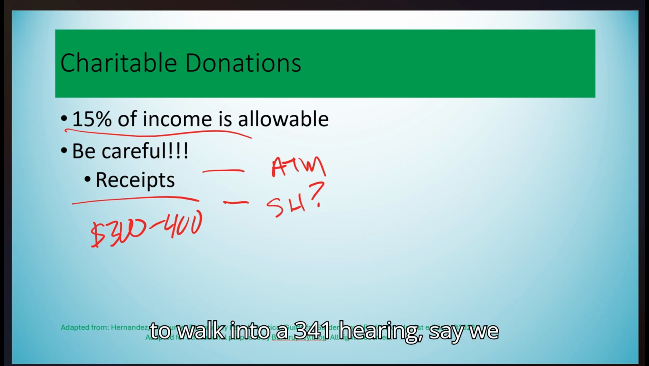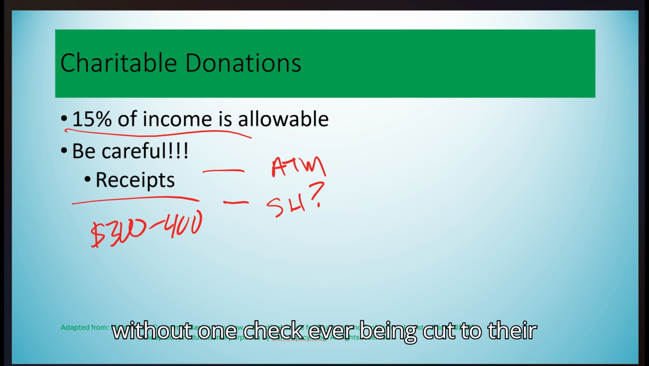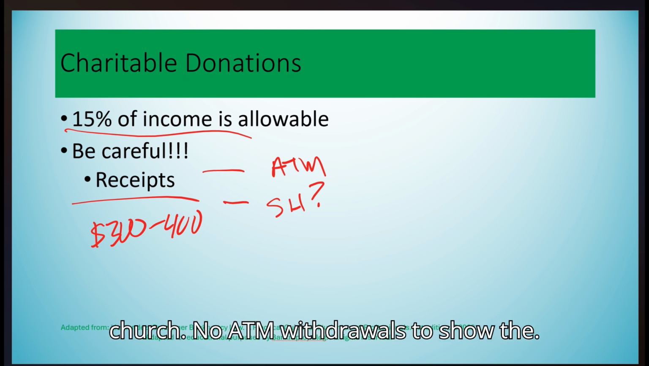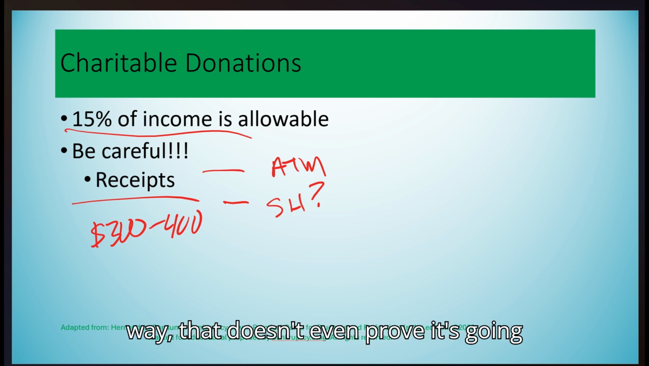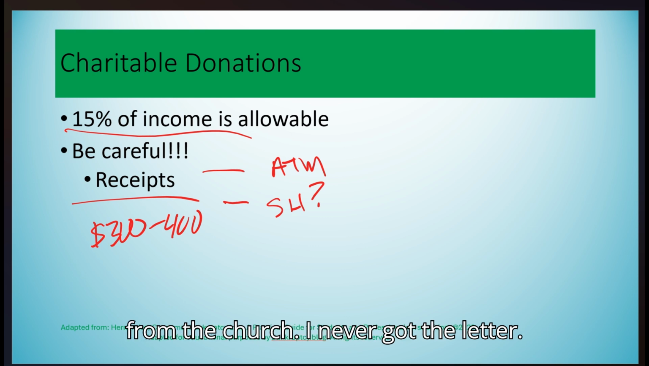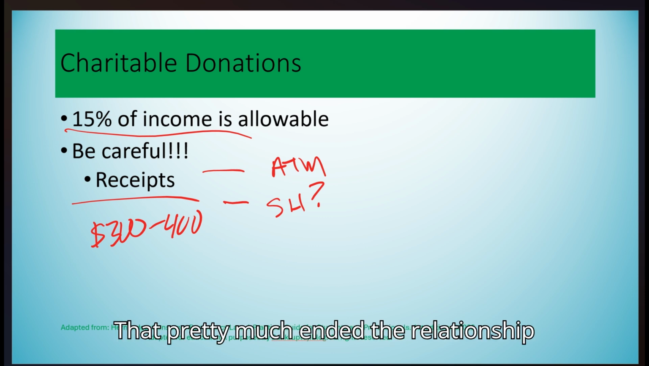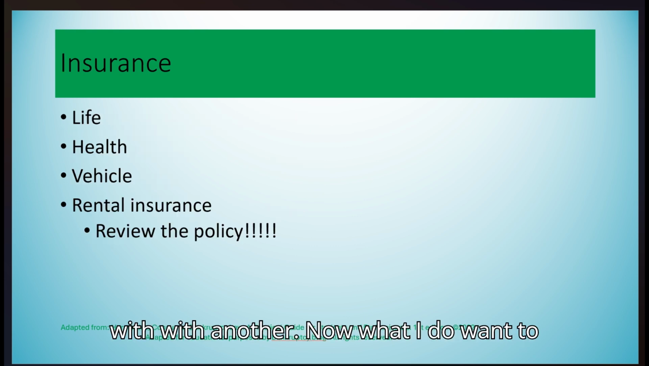I'm not going to walk into a 341 hearing and say we donate 15% of the client's income without one check ever being cut to their church. No ATM withdrawals to show the cash withdrawals that are pretend. By the way, that doesn't even prove it's going to the church. So I said, get me a letter from the church. I never got the letter. That pretty much ended the relationship because, like I said, it was one issue after another.